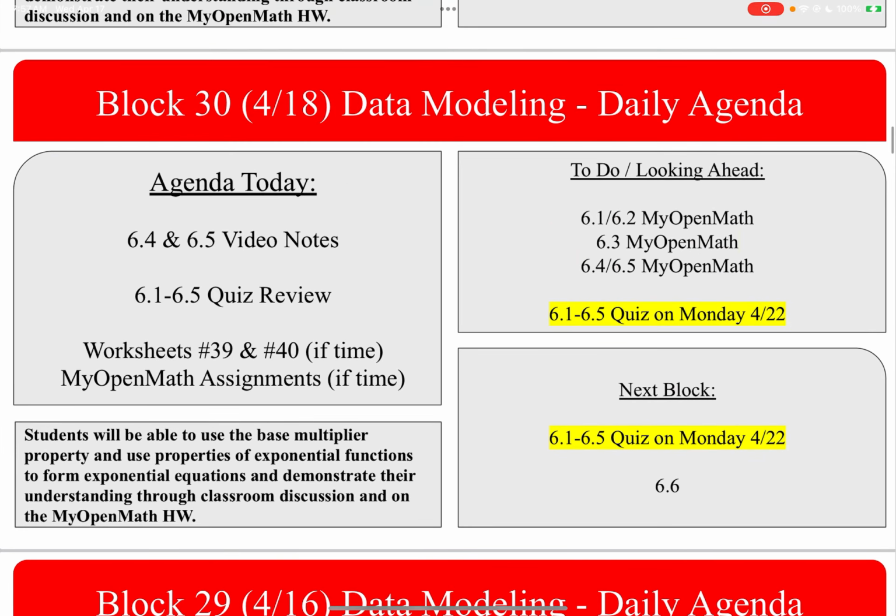We will go over that together, talk about any questions that you have before we move on to the brief quiz. After you finish the quiz review, if you finish it today, work on worksheets 39 and 40 or the MyOpenMath assignments for 6.4 and 6.5.